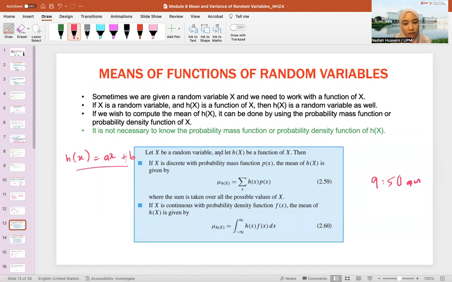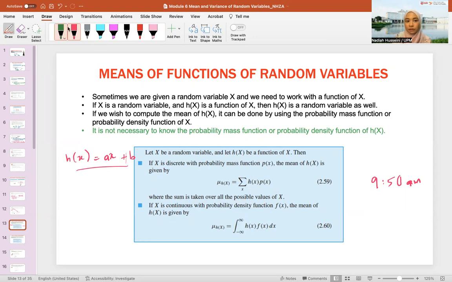So let x be a random variable and let h(x) be a function of x. Then if x is discrete with probability mass function p(x), the mean of h(x) is given by mu, they indicate it like this. Previously it was mu_x. But now we're talking about the mean of h(x). Therefore, it's mu_h(x), the summation of h(x) p(x), where the sum is taken over all the possible values of x.